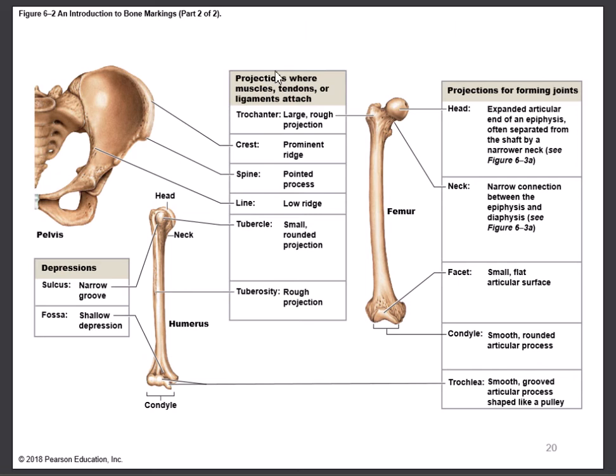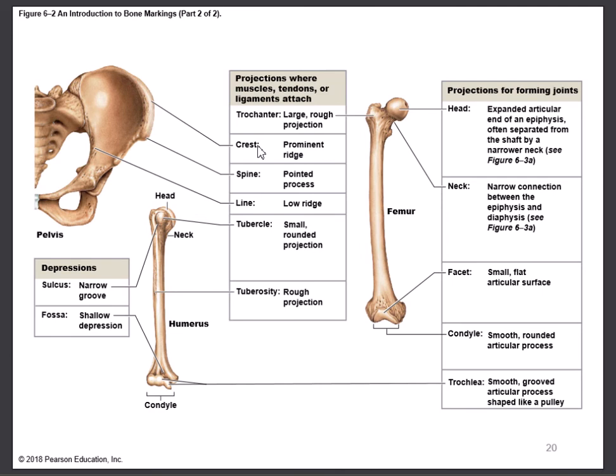So the first projection is known as a trochanter. This is only found on the femur. I put in your notes there, it's only found on the femur. So this big bump right here happens to be the greater trochanter, and there's another little bump over here. It's actually pretty big. It's called the lesser trochanter, right? We only find trochanters on the femur. No other bone would have it.